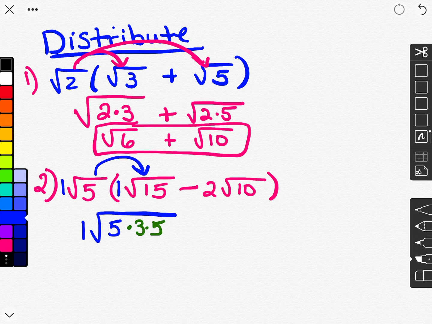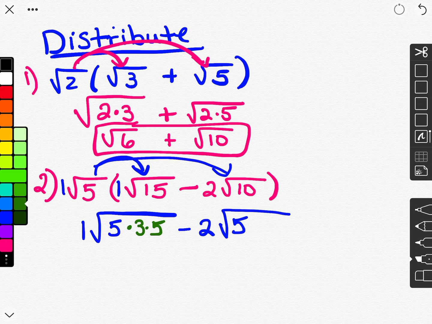Then I need to continue distributing. I need to multiply this. Outside times outside, so that's going to be a 2 on the outside. And on the inside, we have our 5. And then our 10, we can do the same thing. We can factor it, 2 times 5.